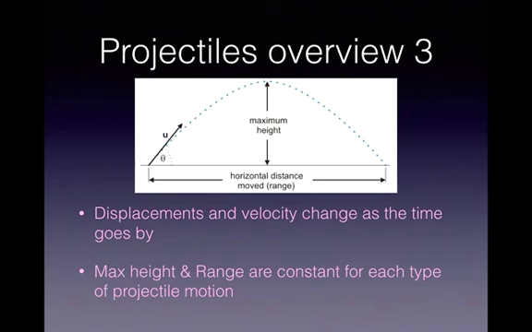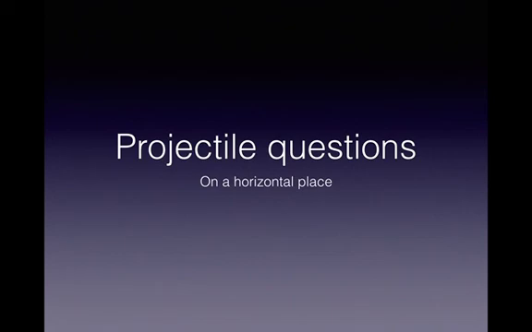I've covered the last point, the maximum height and the range. They're constant for each type of projectile motion, and really we're looking at the maximum height and range after the whole motion is completed. The displacement and the velocity, however, just bear in mind that they change as time goes by. So I'll pause here and we'll do a few example questions in the next video.